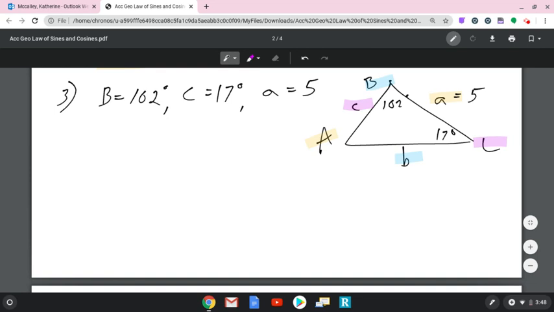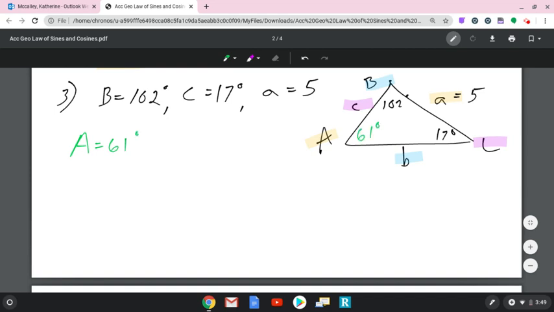Now, when I solve it, you're going to find the angle A first. The reason we're going to find angle A first is because we're given two angles, and we can easily find angle A by subtracting 102 and 17 from 180. So I know angle A is 61 degrees.